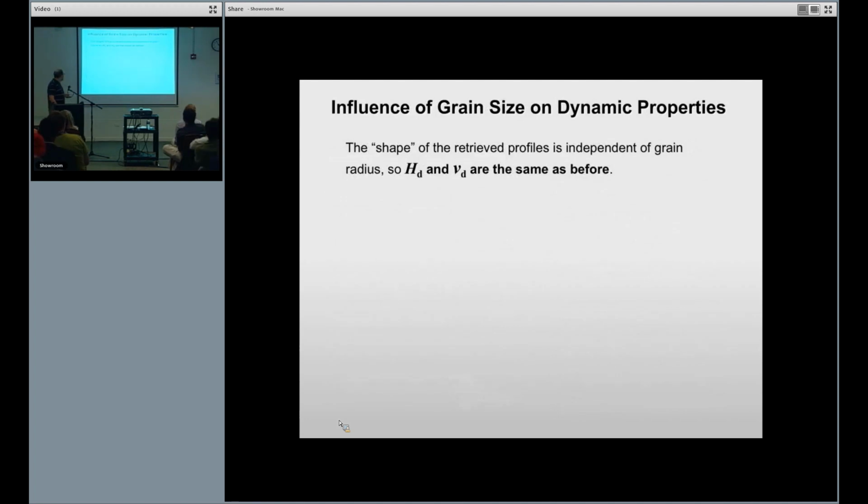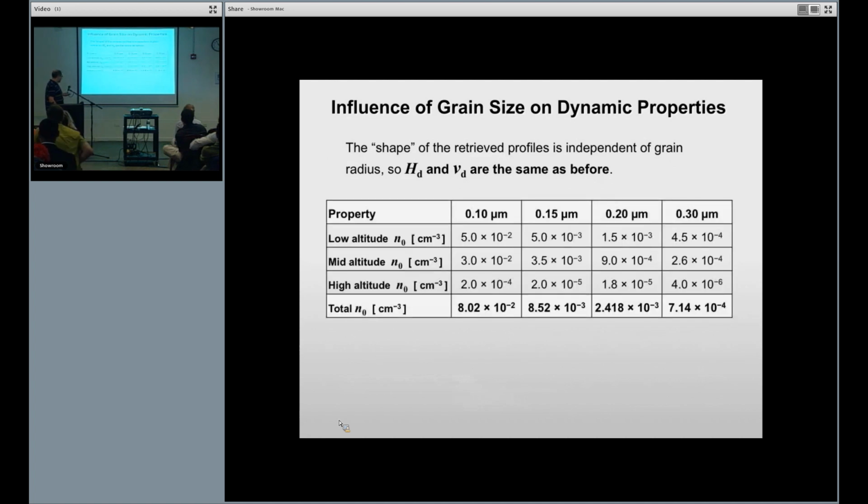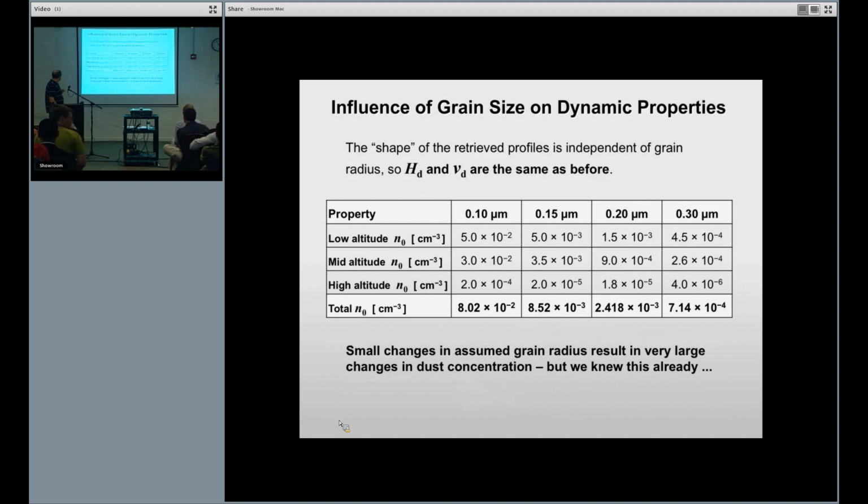Okay, so then ever so quickly, just looking at the influence of grain size on dynamic properties. The shape of the retrieved profiles is going to be independent of grain radius, so the scale height and the characteristic velocity will be the same whatever grain size you choose. Here in this table, I just look at the bottom line, total concentrations at the surface, and you can see that small changes in the assumed grain radius give massive differences in the total concentration. But we pretty much knew this already because that's a consequence of how you do the scattering inversion.